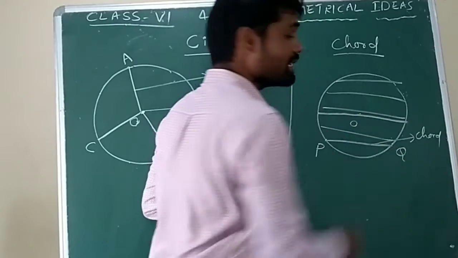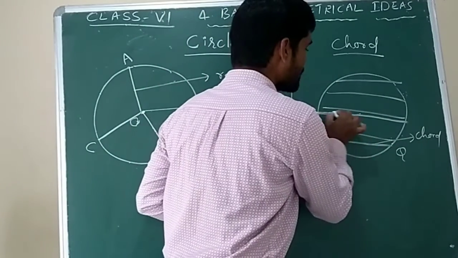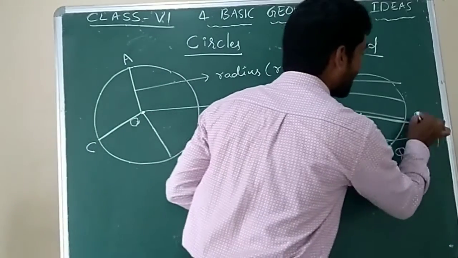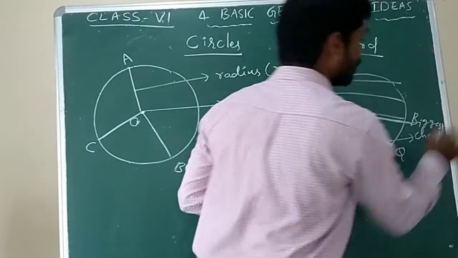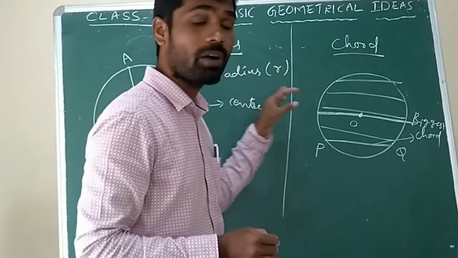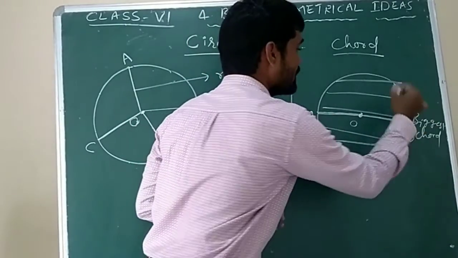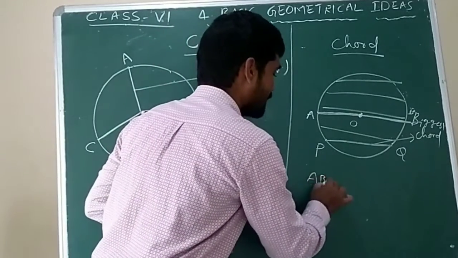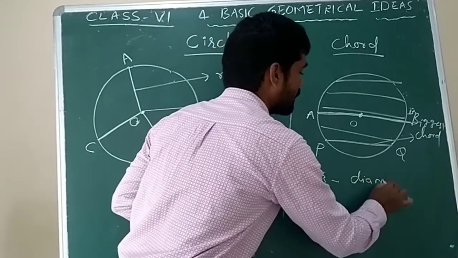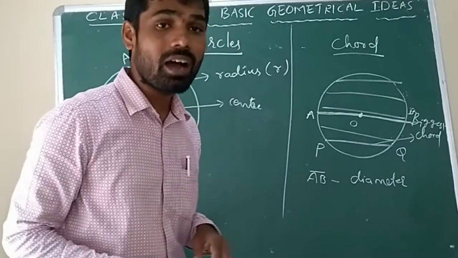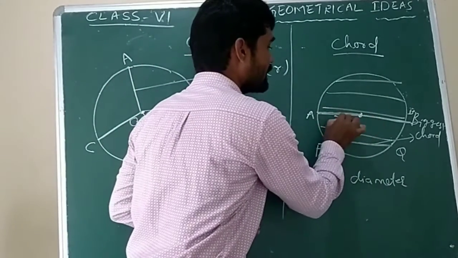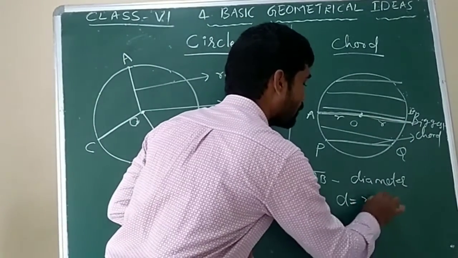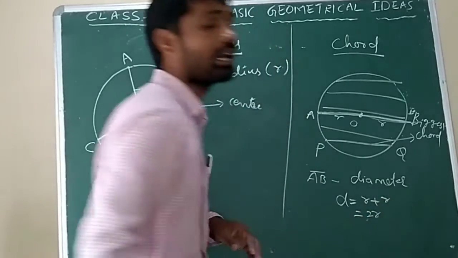The chord which is passing through the center is the biggest one. The biggest chord is the one passing through the center, and that is also called the diameter. Say this chord is AB. From O to A it is a radius, and from O to B it is also a radius. So diameter D is equal to R plus R, that is 2 radius.